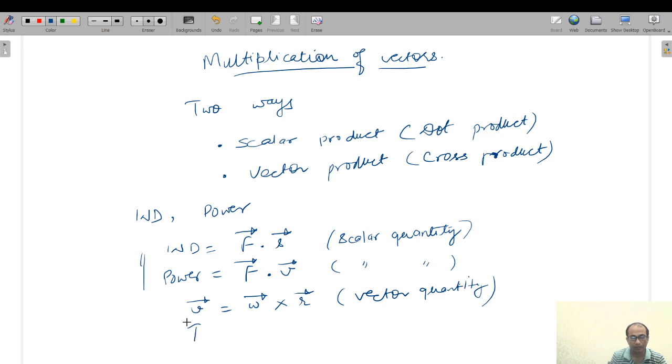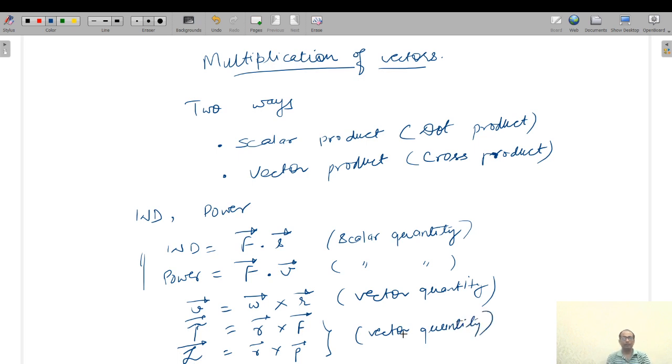Similarly, torque, you have studied about torque in class 11th. R cross F. Angular momentum, which is R cross P. Okay, so these are again axial vectors, right? Torque and angular momentum. So again you get what? Vector quantity. So point is, when you multiply vectors, you can get a scalar physical quantity, or you can get a vector quantity. Therefore, we define the multiplications in two ways: scalar product and vector product. So we'll start with the scalar product first.